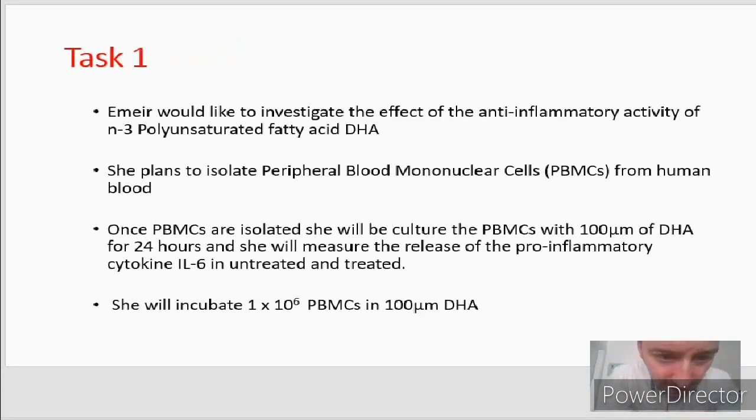In relation to task 1, the hypothetical scenario is that Emer would like to investigate the anti-inflammatory activity of the N3 polyunsaturated fatty acid, DHA. Emer wants to isolate the peripheral blood mononuclear cells, which essentially are the monocytes and lymphocytes, from human blood. Once they're isolated, she will culture these cells with and without DHA for 24 hours. When she's finished, she will measure the amount of IL-6 released by these cells. The ultimate aim is to determine whether DHA can reduce the amount of pro-inflammatory IL-6 produced. Of course, this is all hypothetical. She's going to incubate the isolated cells in 100 micromolar DHA.